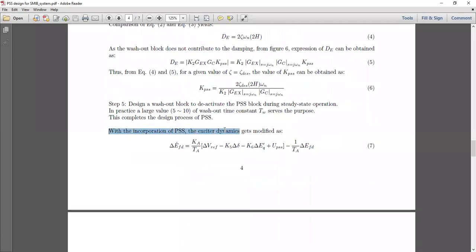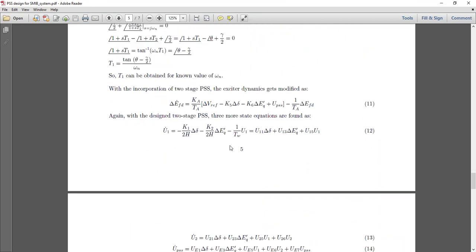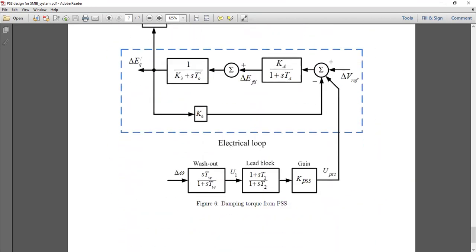With the incorporation of PSS, of course, the dynamics would be a little bit updated because you have the PSS signal now appearing here. So this block now becomes what? The input to this block becomes delta EFD, and this is the output. The input becomes del VREF. Of course, we are not too interested in del VREF. Del VREF is there. So then it's minus K6 del EQ prime.